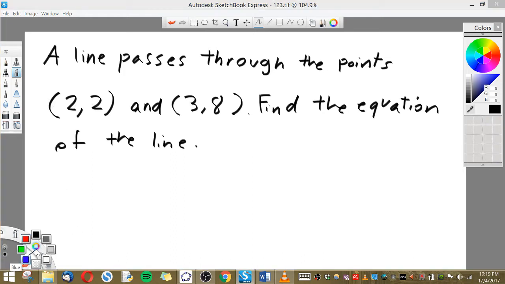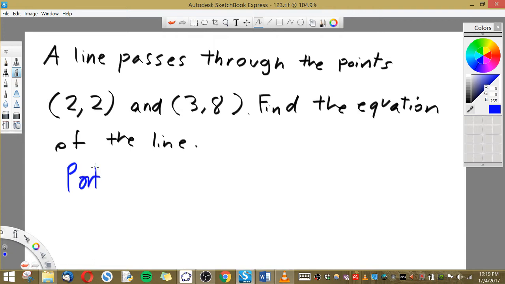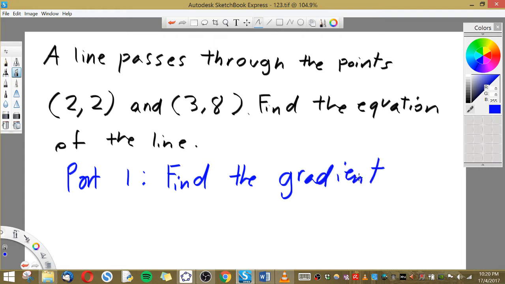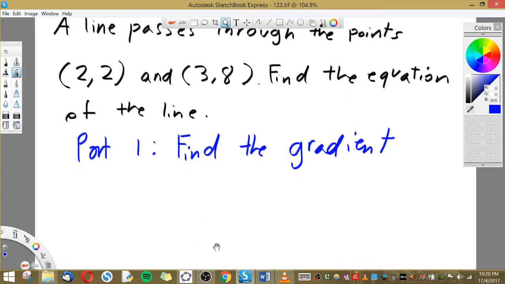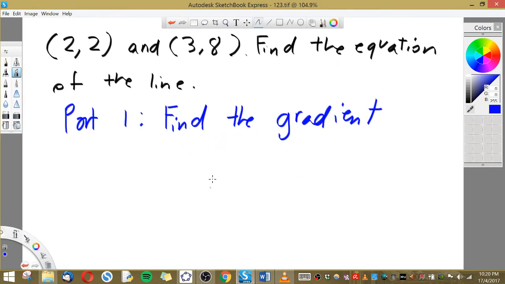Here's the first part. Okay, you actually need to divide this problem into 2 parts. Part 1 is this: find the gradient. This is the first thing you do, and then after that we'll go on to the second part. But I trust that you actually know how to find the gradient of 2 points. Okay, so these are the 2 points. How do I find the gradient of these 2 points? Let's do some quick calculation.